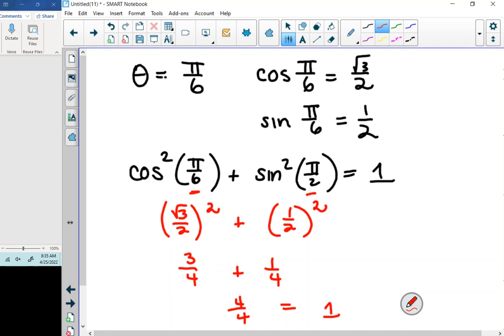You take its cosine, you take its sine, you square those two numbers and add them together, you're always going to get 1. Even with random angles that we don't necessarily know off the top of our head, if we grabbed a calculator and looked at what the cosine of 50 degrees was and what the sine of 50 degrees was, the cosine of 50 degrees squared and the sine of 50 degrees squared, those two things added together are always going to be 1.